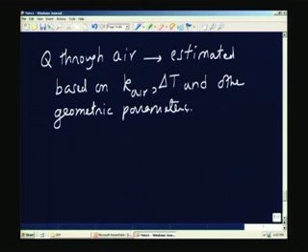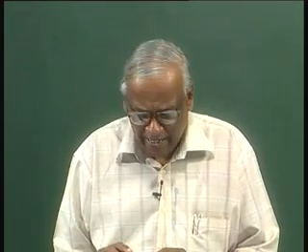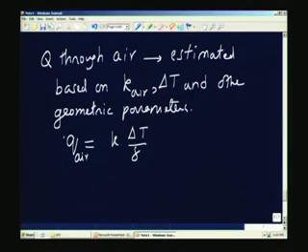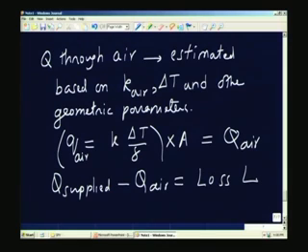So, we know that Q through air will be K multiplied by delta T divided by delta, because we are assuming that the radial clearance is very small. So, it is almost like slab heat transfer through a plane parallel layer. So, K delta T by delta, multiplied by A, the heat transfer area, will give you Q air, and Q supplied minus Q air equals the loss, we will say L, and this will be a function of delta T, the temperature difference across the gap.